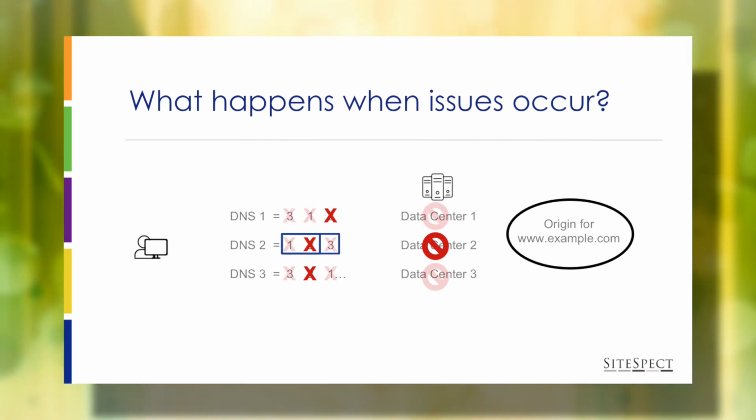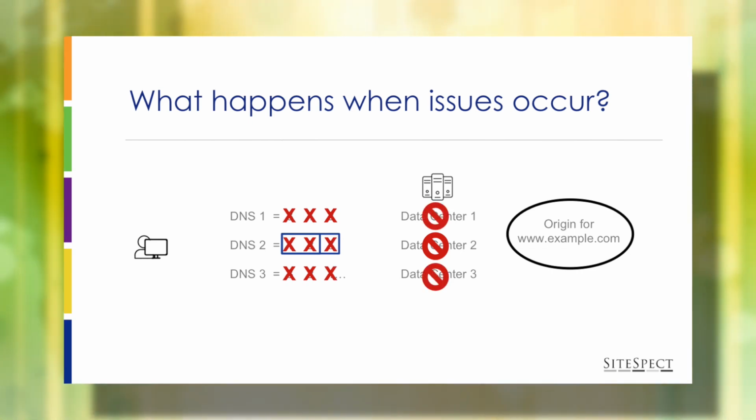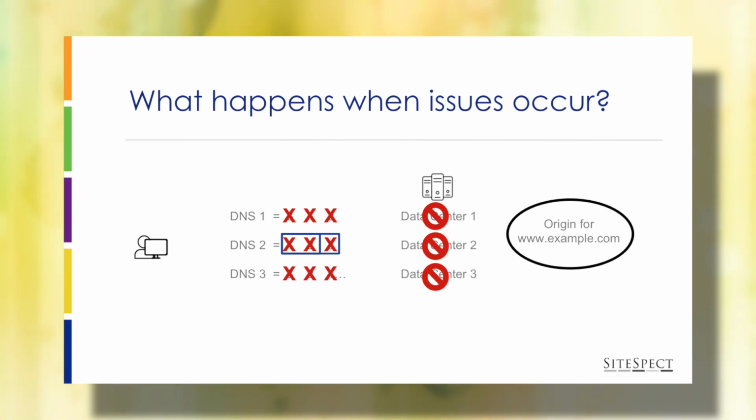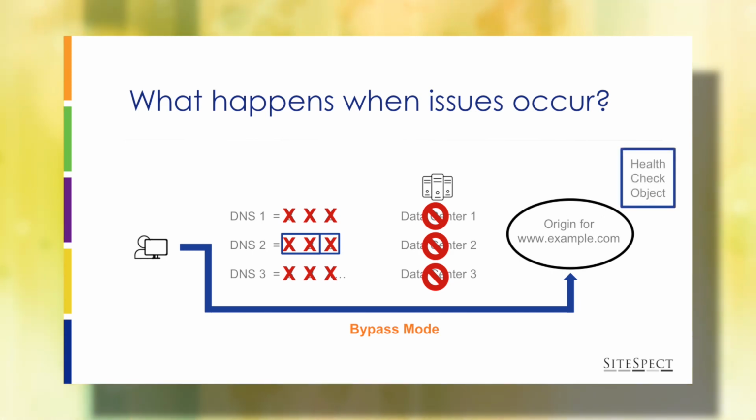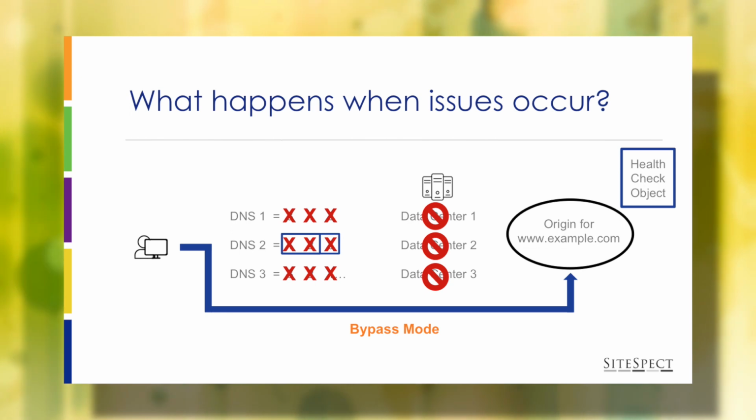If all the SiteSpect data centers become unavailable, our DNS system will simply point traffic directly to the origin. We call this bypass mode. If you remove the health check object from your server, that too will trigger bypass mode.